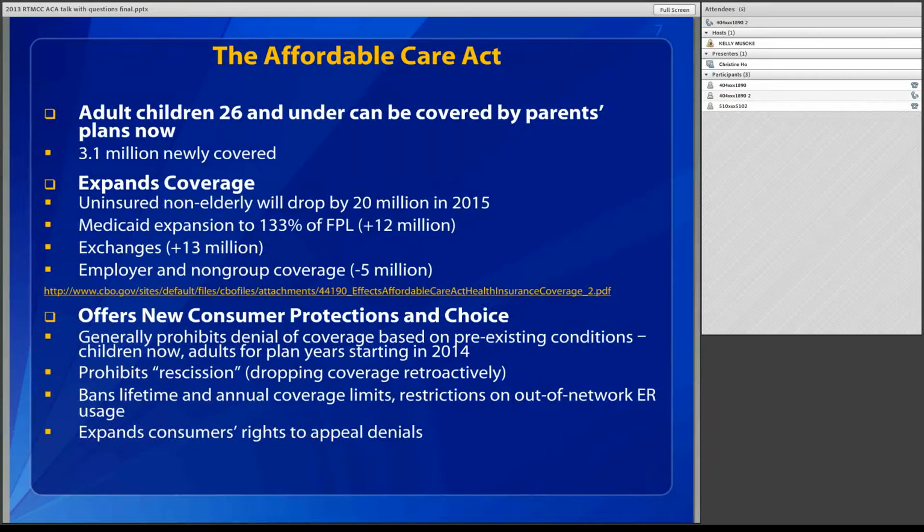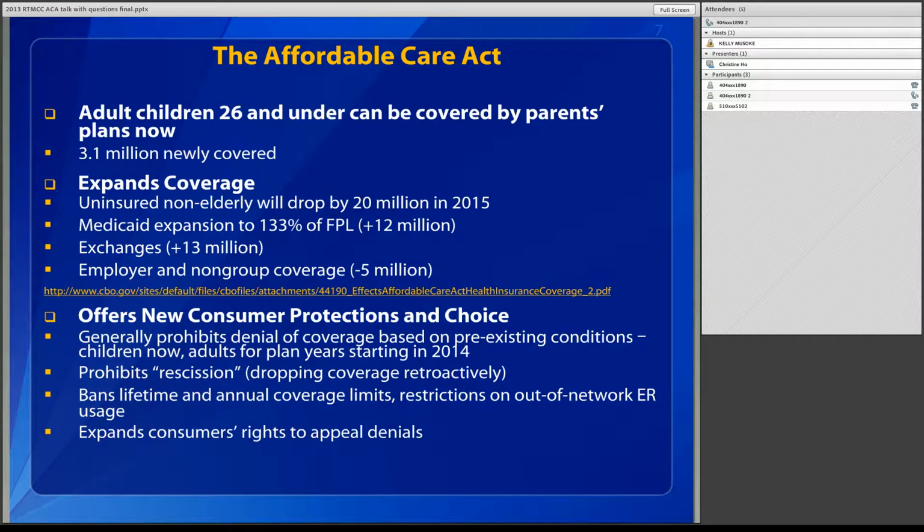So we're going to start with who is covered under the Affordable Care Act. Adult children ages 26 and under can now be covered by their parents' plans, with an estimated addition of a little over 3 million young adults newly covered. The Affordable Care Act also expands coverage, and it really does it in two ways. In states that choose to expand Medicaid, people who earn 138% of the federal poverty level and below would be covered under the new Medicaid.